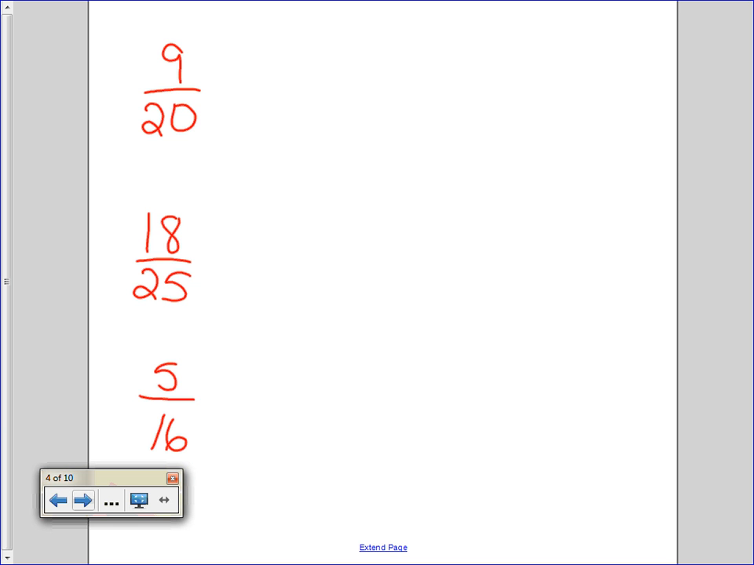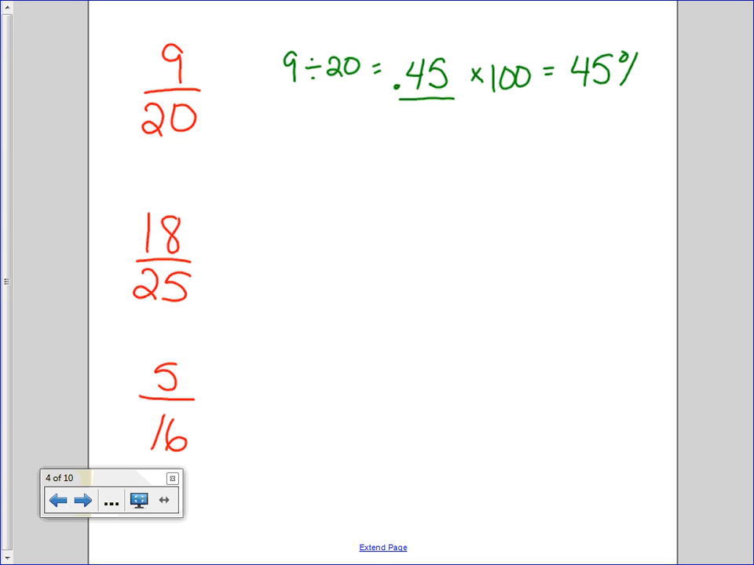We're going to take the fraction 9/20. We're going to do basically 9 divided by 20 on our calculators, and our decimal is going to come up as 45 hundredths. Then to change it into a percent, we're going to take that 45 hundredths and multiply it by 100 and we get 45%. So we have our fraction, our decimal, and our percent.